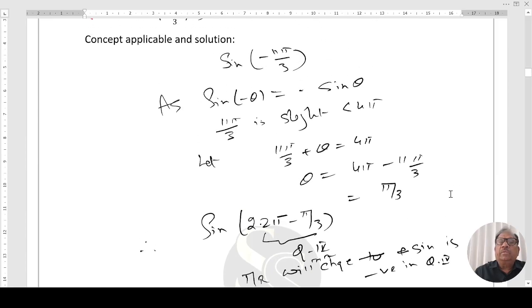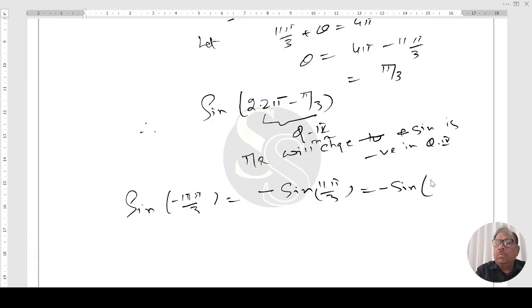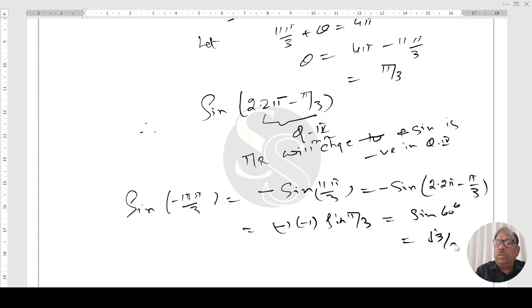Therefore, sine of minus 11 pi by 3 can be written as minus sine of 11 pi by 3. That can be written as minus sine of 2 into 2 pi minus pi by 3. On further simplification, minus then minus sine of pi by 3, that is sine of 60 degree, that is root 3 by 2. This is the answer. Right? Next question.